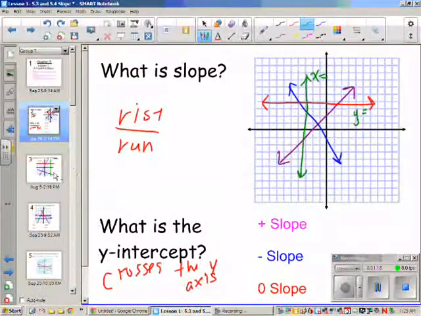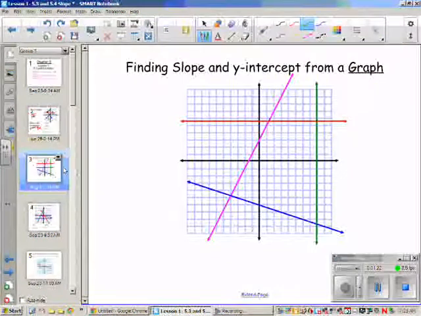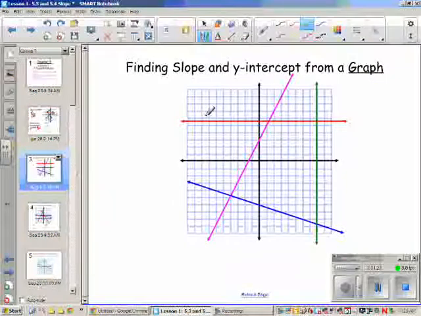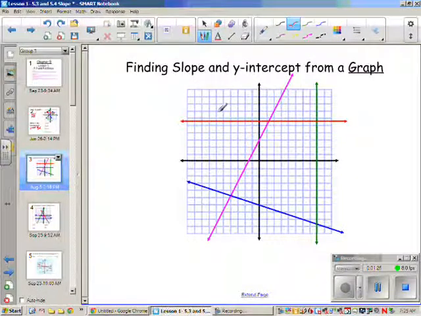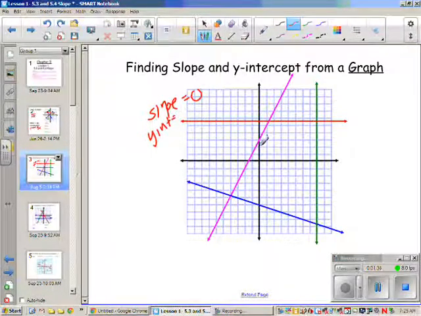All right, so we're going to start by finding the slope and y-intercept of each one of these lines. The first one we're going to talk about is this straight across one. We just learned that the slope is 0. And the y-intercept looks like 1, 2, 3, 4, 5. We're going to call it 6. I should have put that line up a little more.